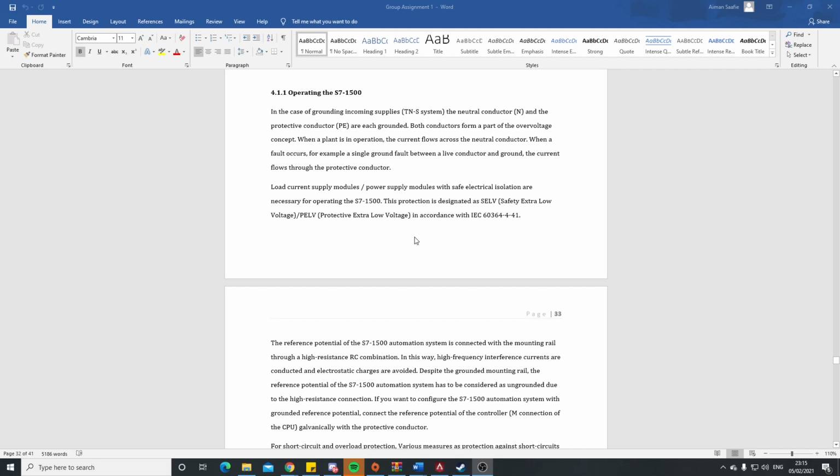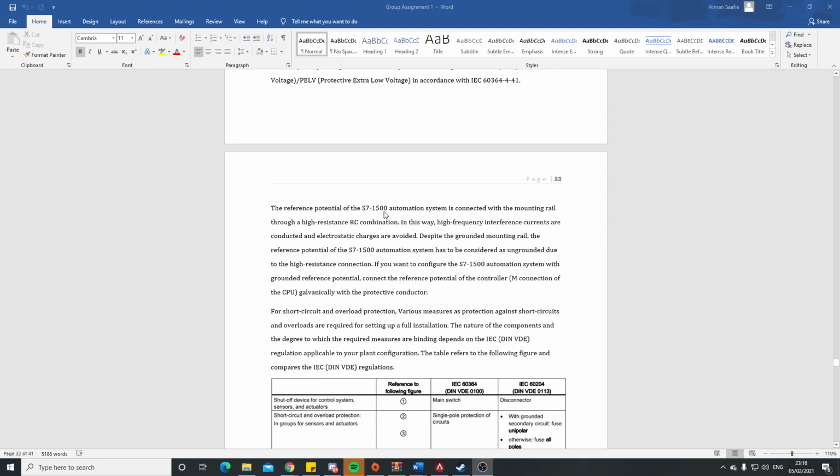Load current supply modules or power supply modules with safe electrical isolation are necessary for operating the S7-1500. This protection is designated as safety extra low voltage or protective extra low voltage in accordance with IEC 60364-4-41.